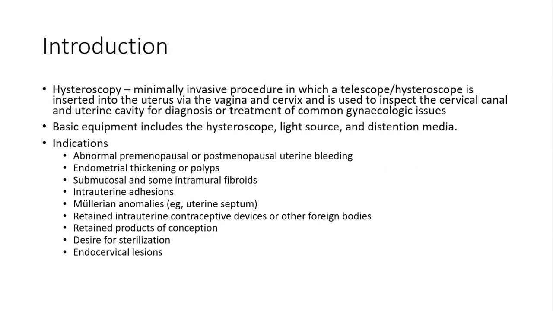So hysteroscopy is a minimally invasive procedure in which we use a telescope or hysteroscope and we insert it through the vagina and the cervix to be able to visualize the inside of the uterus. And this can be for diagnostic or treatment purposes. The basic equipment include the scope itself, a light source, and distension media.